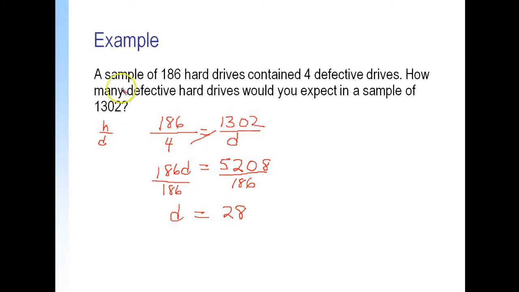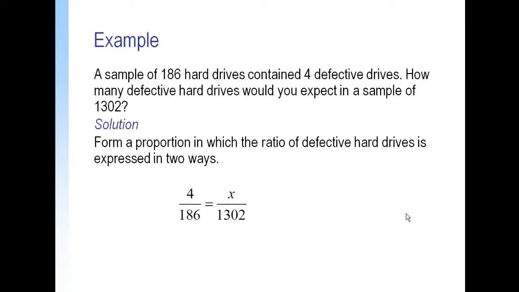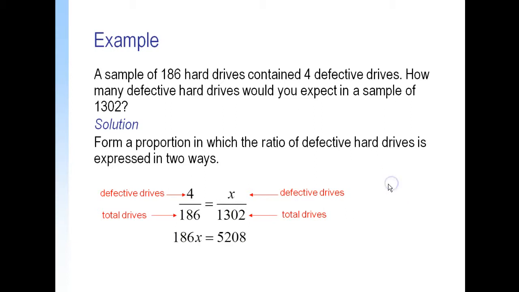How did we do it? We read our problem carefully. We set up hard drives to defective one. These were the total number of hard drives we now have. How many would you expect? We use cross multiplication, and we have our answer. Now notice they put defective drives over total drives. That's okay, as long as they're done the same way. We get the same answer. And 28 is our number.